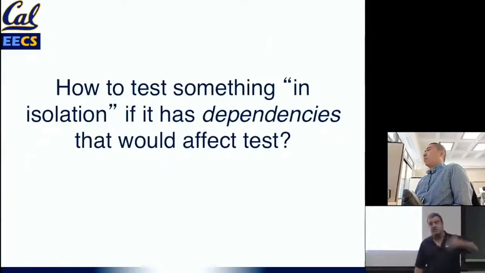For example, if you're testing a function that calls some other function, you don't want the results of your test to somehow depend on whether the function that it's calling is broken or not. Right? In some sense, you'd like to be able to make certain assumptions about the helpers. And that's what we're going to talk about today and Thursday.